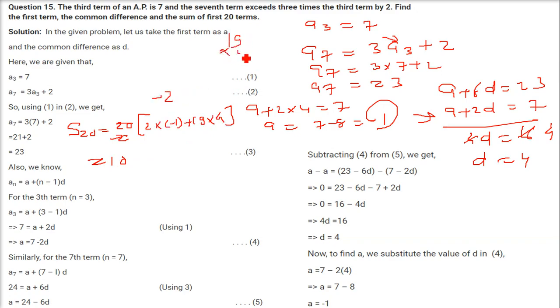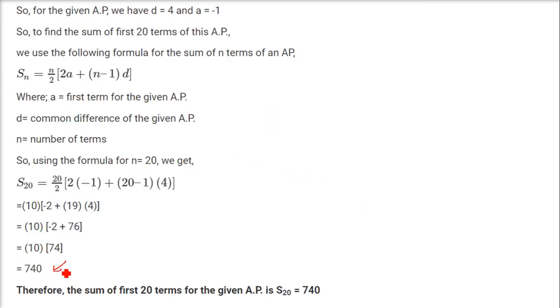What is 19 into 4? 9 fours are 36, 6, carry 3, 1 four is 4, 7, 76. It will be 76 minus 2, 74. So what is the answer? It's 740. 74 into 10 is 740. So this is how you are going to do it.